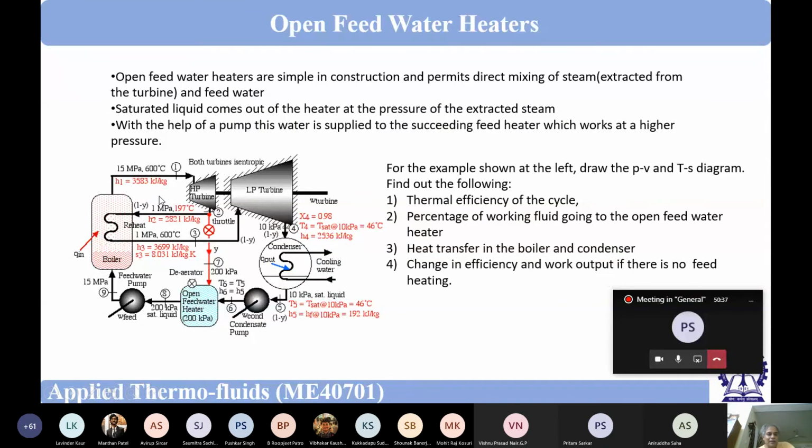So this cycle is a reheating cycle plus feed water heating. Suppose I have reheating only and I leave out feed water heating. Then what will be the change in the work output and efficiency? So please work out this one. This will be a good exercise, and I will now give the counterpart of this problem.